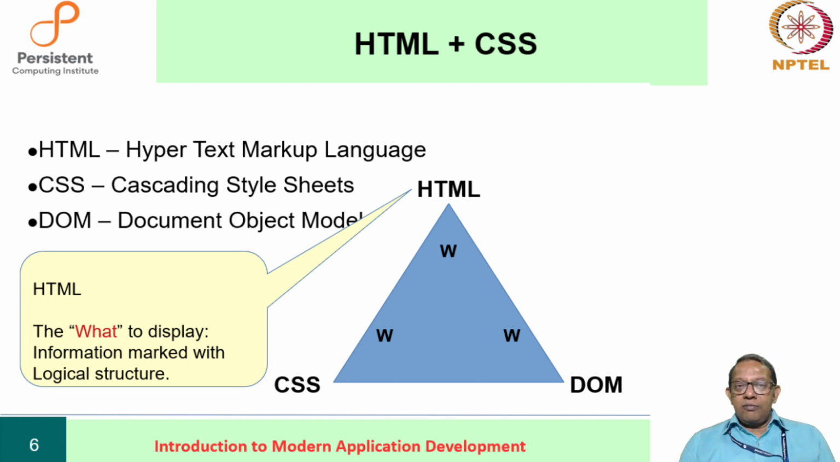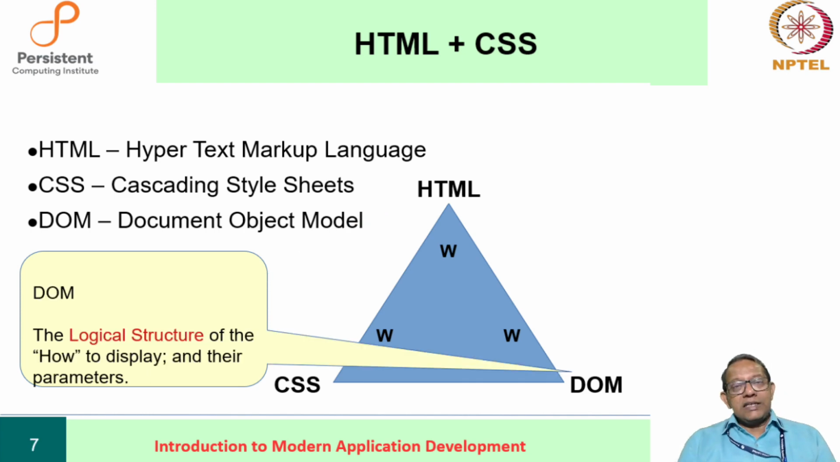This separation of content and presentation is one of the key factors that makes the web so interesting. Apart from the HTML, our next entity in the web is the DOM, the document object model.